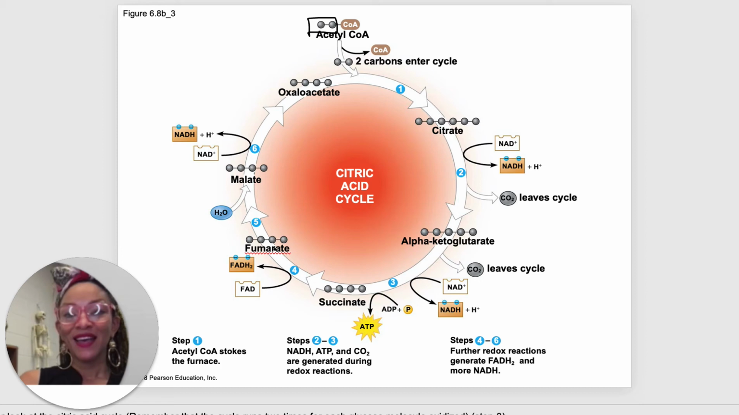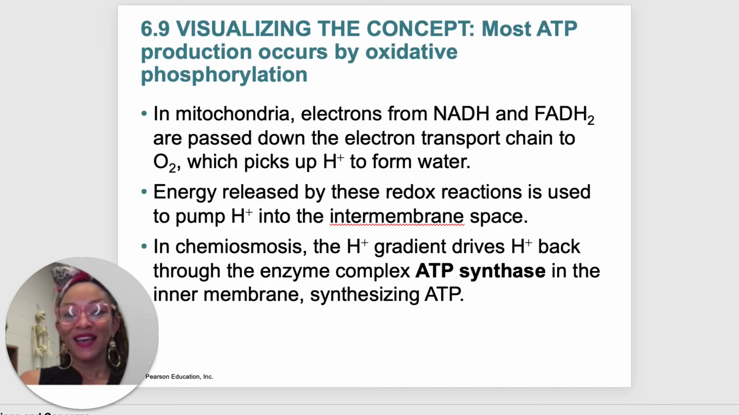We have our energy production, and we have different things that are going to be pumped now into the oxidative phosphorylation stage. All right, so just thinking about how this happens, most ATP is produced during that oxidative phosphorylation, also known as our OX-phos. Okay, so in the mitochondria, electrons that are being held on the NADH and FADH2 are passed down that electron transport chain, which I will show you in a second, to oxygen, which is that final electron carrier.